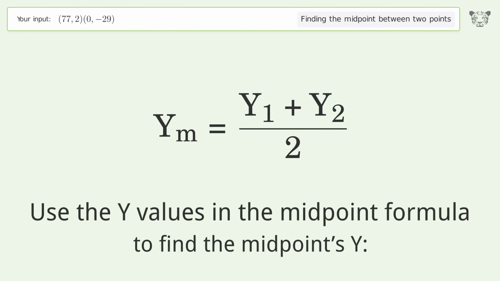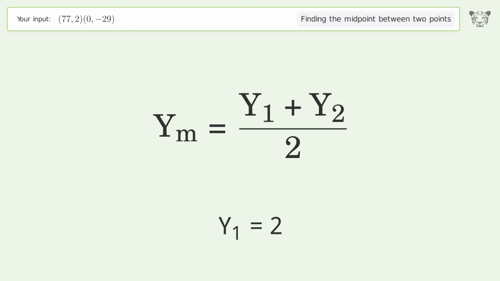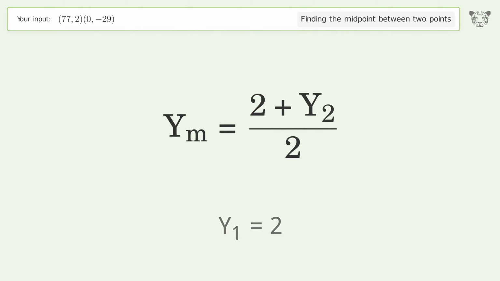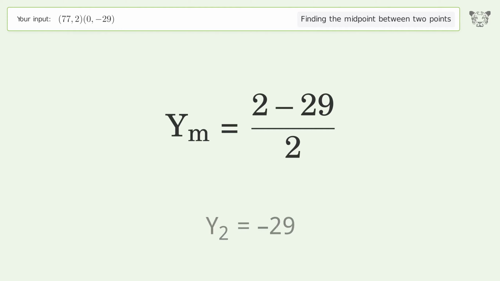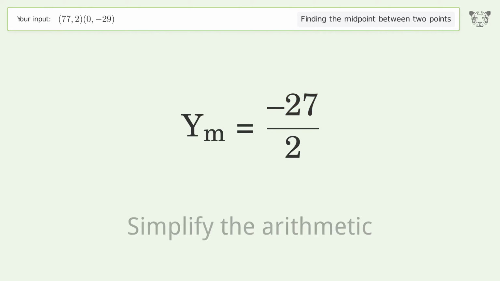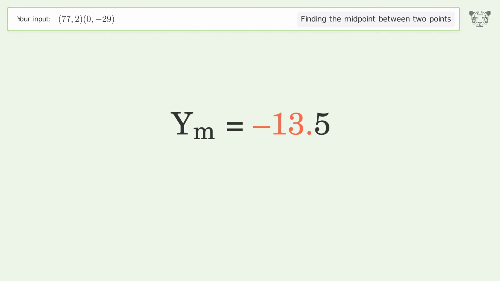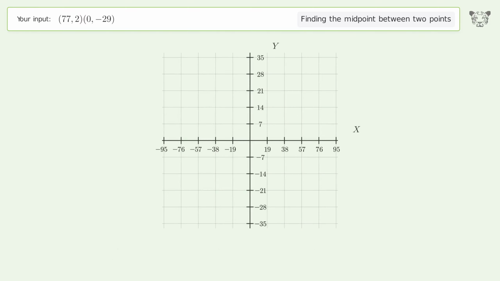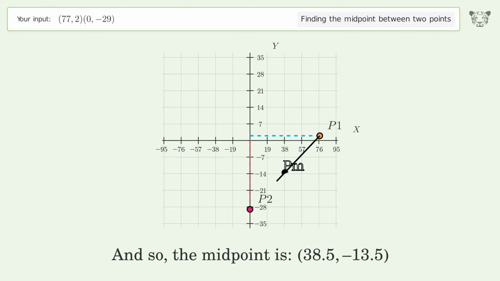Use the y values in the midpoint formula to find the midpoint's y. y1 equals 2. y2 equals negative 29. Simplify the arithmetic. And so, the midpoint is 38.5, negative 13.5.